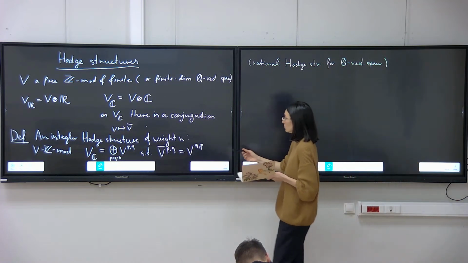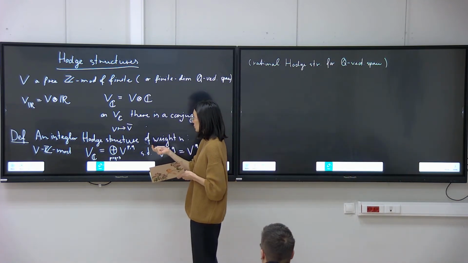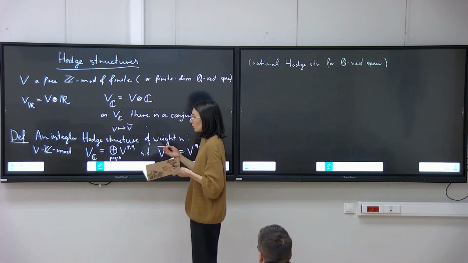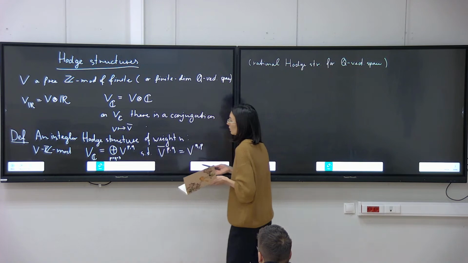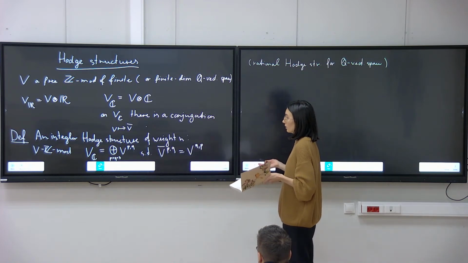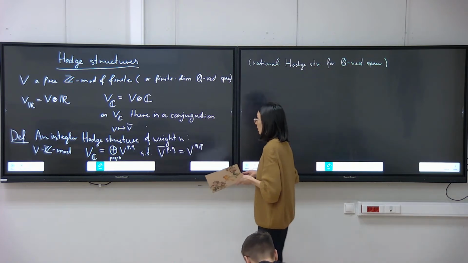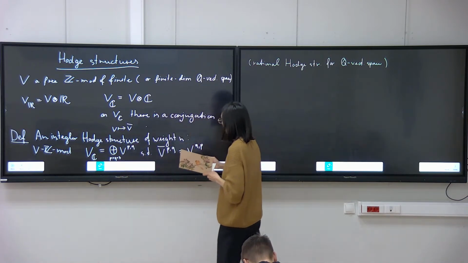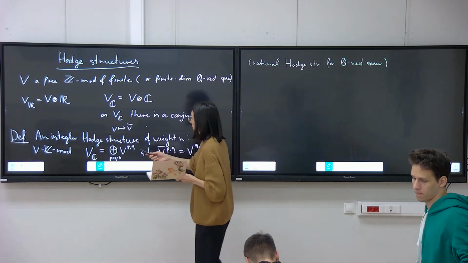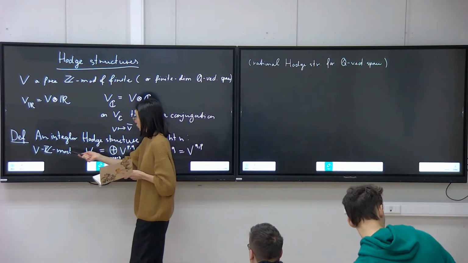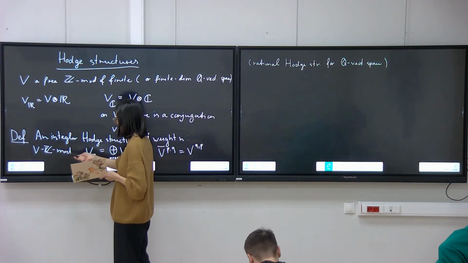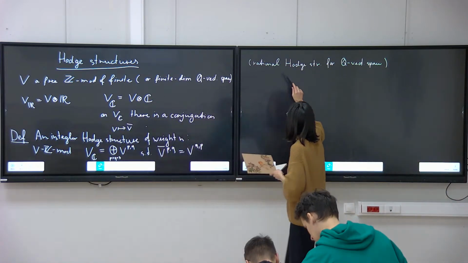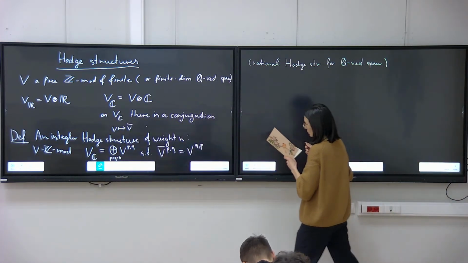Of course, the main example of Hodge structures is the Hodge decomposition of a smooth projective variety over complex numbers. An integral Hodge structure is cohomology with Z coefficients, and a rational Hodge structure is cohomology with Q coefficients.